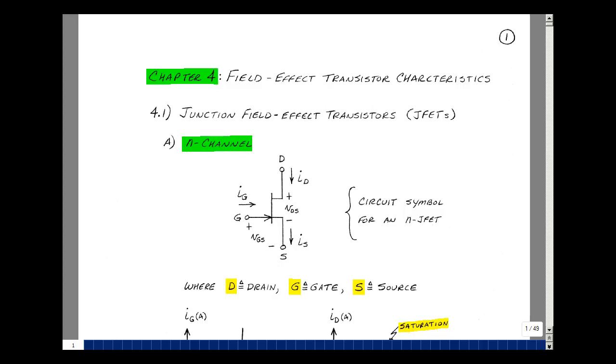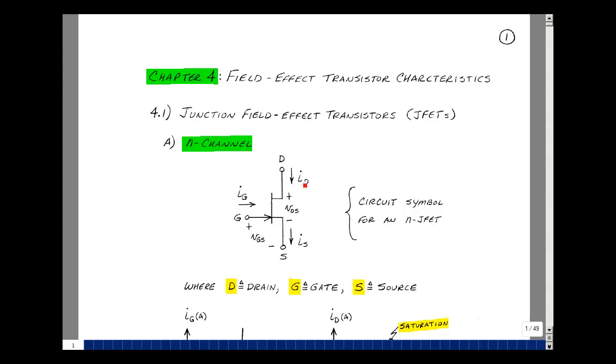This lesson deals with junction field effect transistor characteristics. You can find these notes in the ECE302 ebook in Chapter 4, starting on page 1. There are two types of junction field effect transistors that we call JFETs. One's called an N channel, the other one's called a P channel.